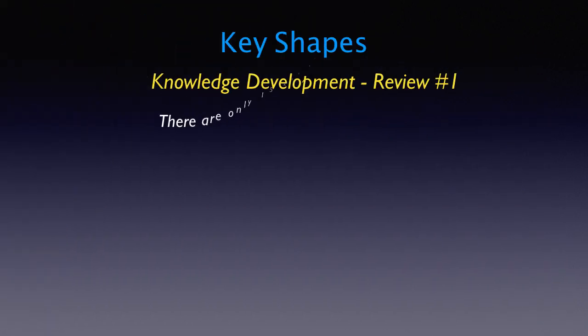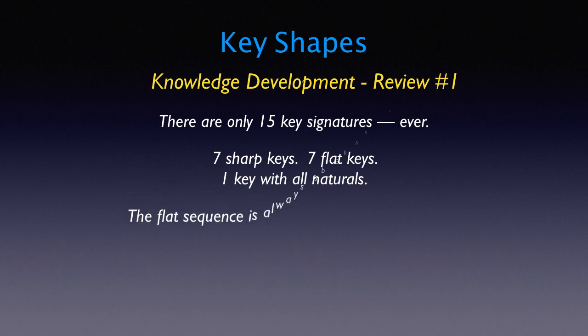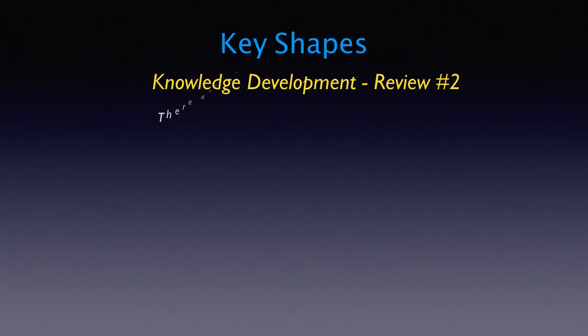A little bit of review. There are only 15 key signatures ever. 7 sharp keys, 7 flat keys, 1 key with all naturals. The flat sequence is always B, E, A, D, G, C, F. And the name of the major key is always the next to last flat in the signature.